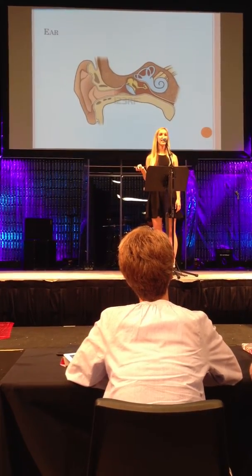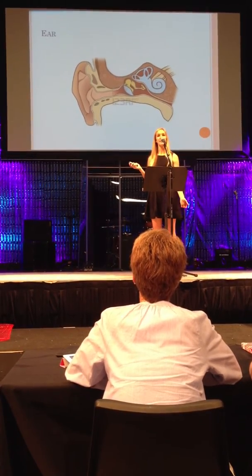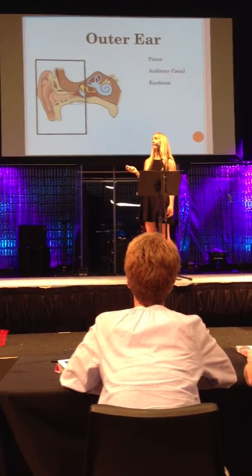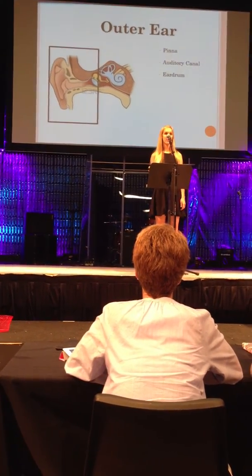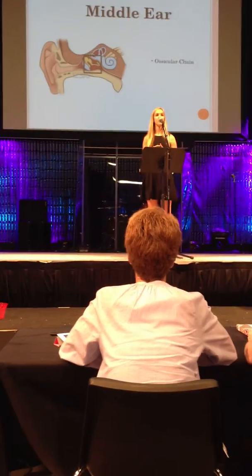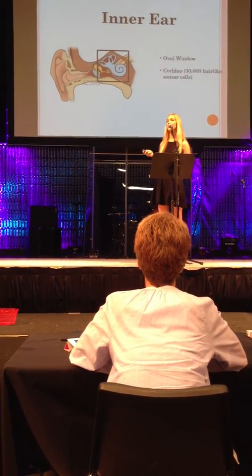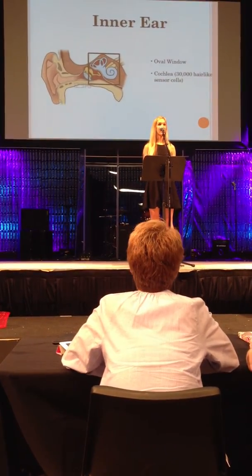The next step in the sound process is when those vibrations hit your ear. Your ear is made up into 3 sections. The first section is the outer ear, which consists of the pinna, the auditory canal, and the eardrum. The middle ear consists of the ossicular chain, which is the 3 smallest bones in the human body. The inner ear is where it gets really complicated because that consists of the oval window and the cochlea.